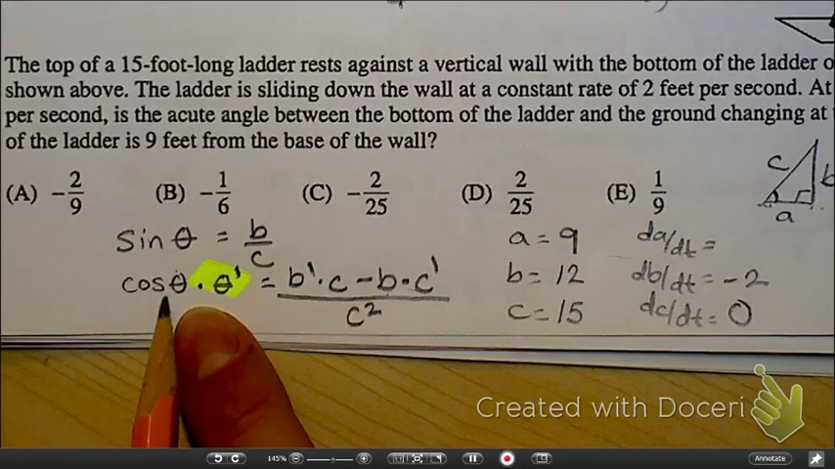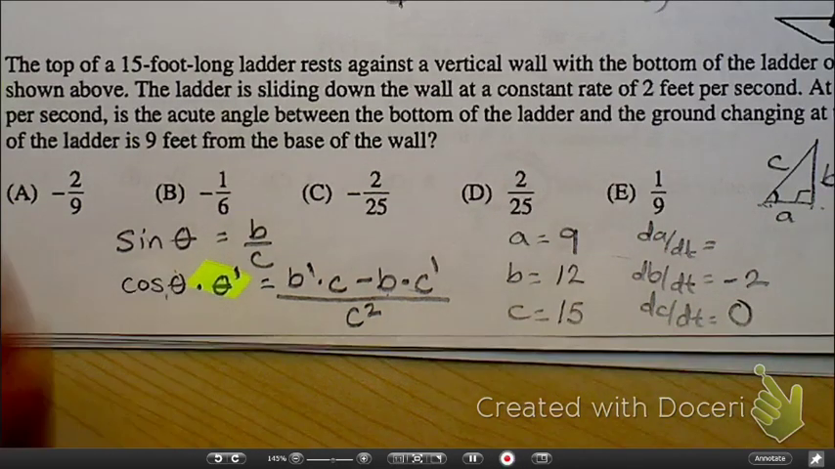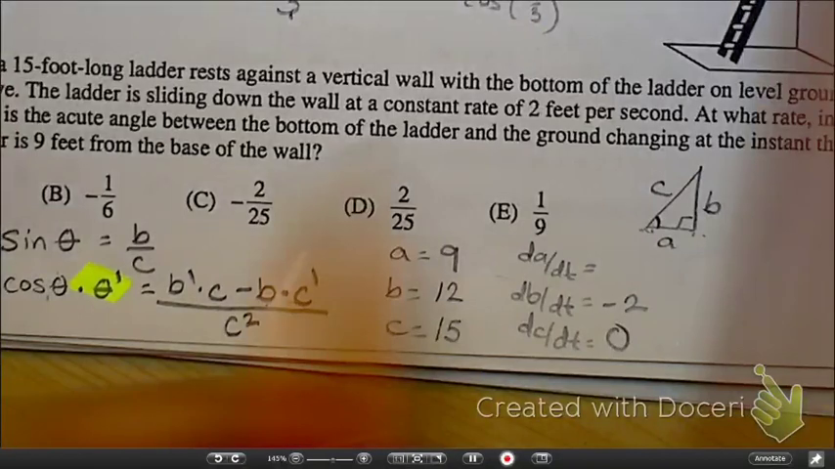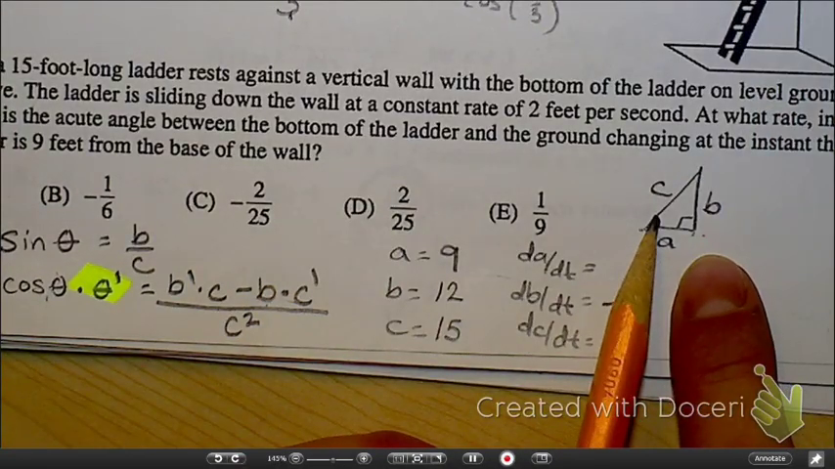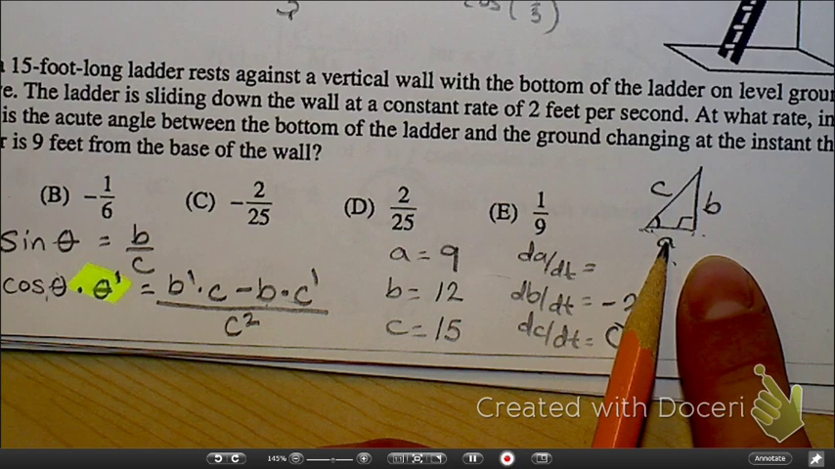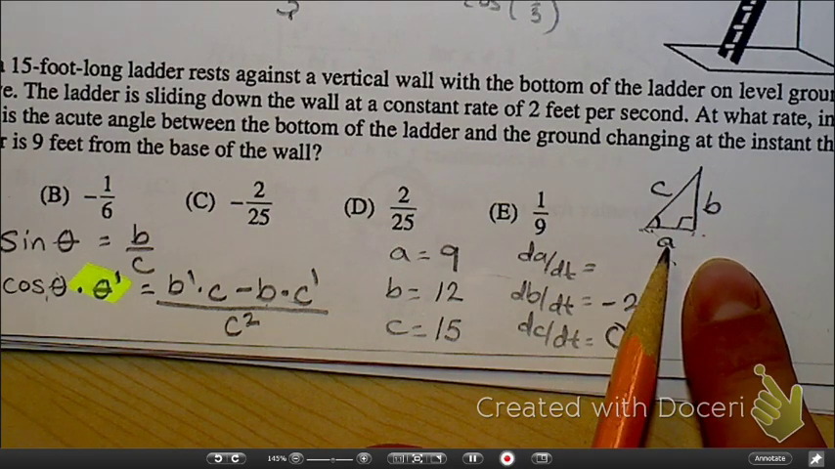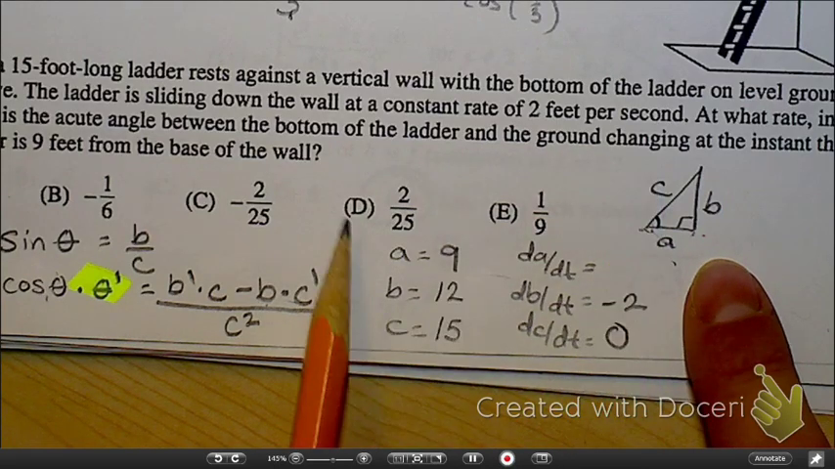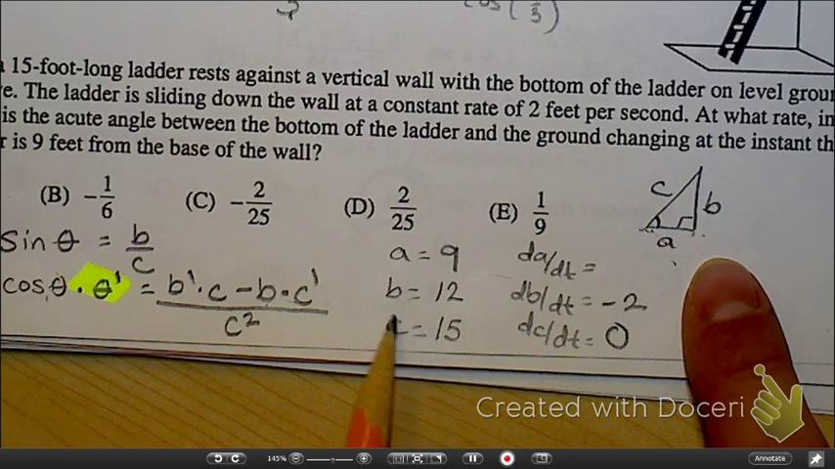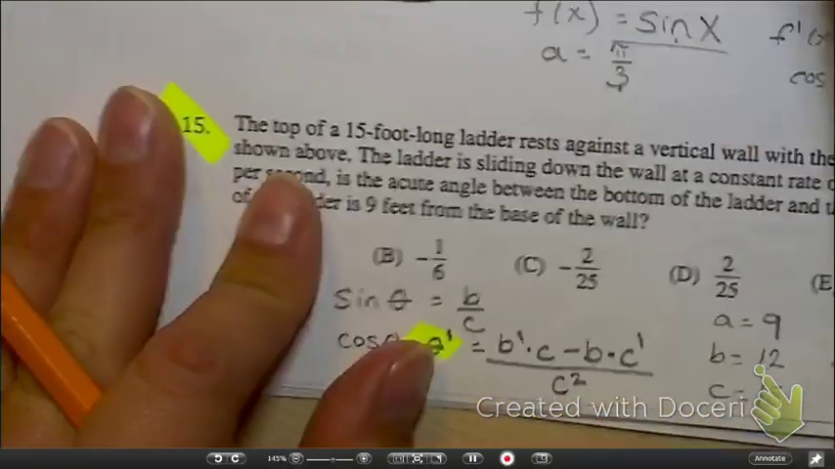The other thing I need to know, and the last thing I need to know, is what cosine of theta is. Now, keep in mind that cosine of theta, if you look at this triangle over here, is just the adjacent side over the hypotenuse. So the adjacent side is a, and the hypotenuse is c. So cosine of theta is the ratio of a divided by c. So if I look at those values, a is equal to 9, c is equal to 15. So cosine is just 9 over 15 of that angle. So let's plug everything into the equation.